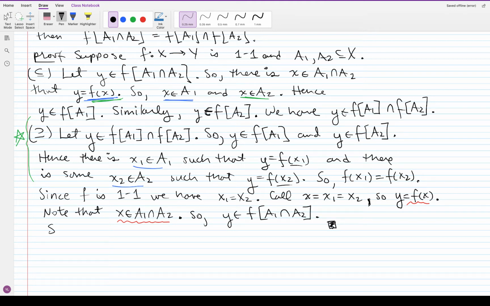Oh, well, I'll make a conclusion. So f of A1 intersect A2 is indeed equal to f of A1 intersect f of A2.